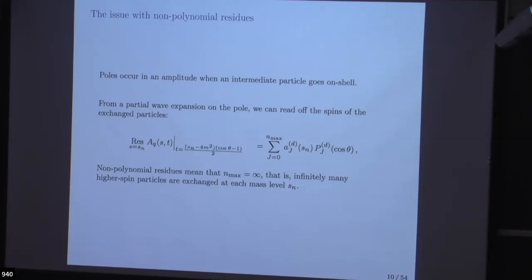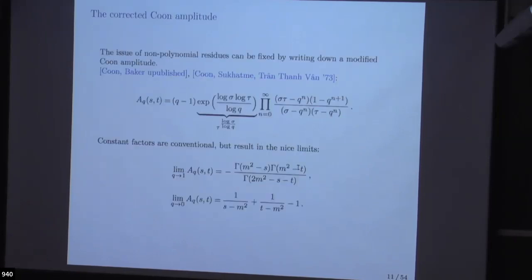And so polynomial residues. I'll get much more into these partial wave decompositions. Basically, having polynomial residues means that for the particles you exchange, when you go on shell, you'll have some sum over higher and higher spins, and that sum is not going to truncate. That means you have infinitely many particles at every single mass level, which is somewhat undesirable. But you can fix this issue.